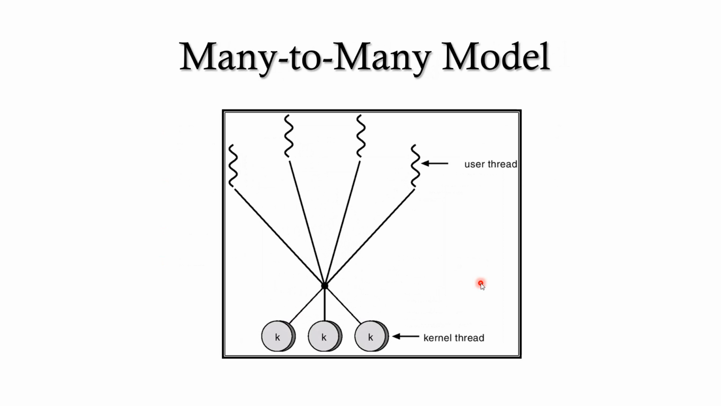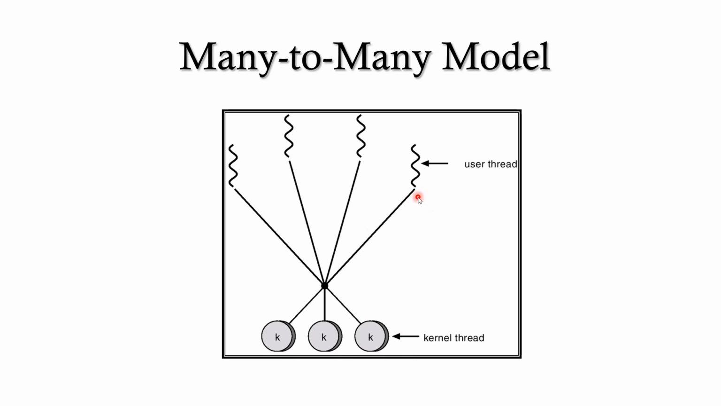If you look at this particular image, you can see there are several user threads and there are several kernel threads. What you have to understand is that the number of kernel threads may be less than or equal to the number of user threads. It cannot be more than the number of user threads. As in this example, there are 4 user level threads and the kernel threads are 3. So the maximum number of kernel threads that the system can support is 4 or less than 4, but not more than the number of user threads.